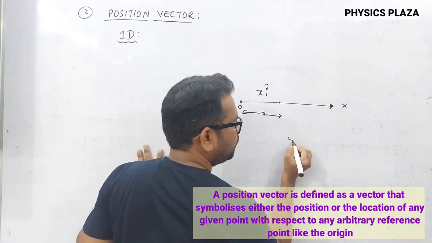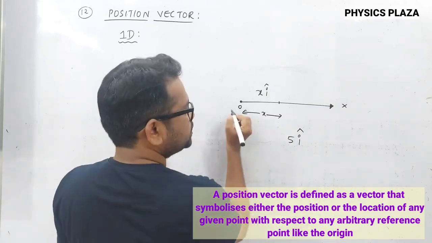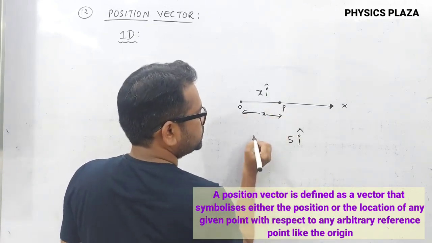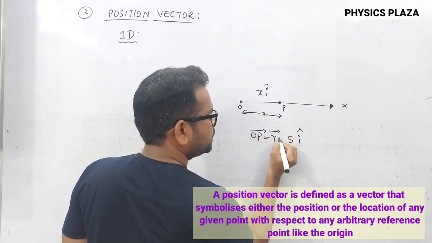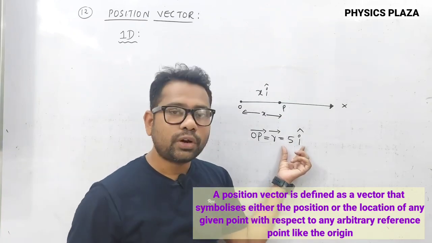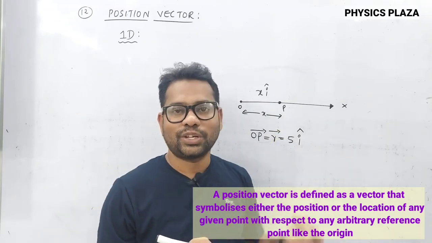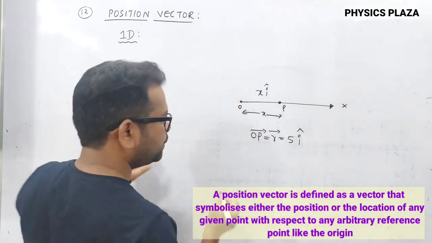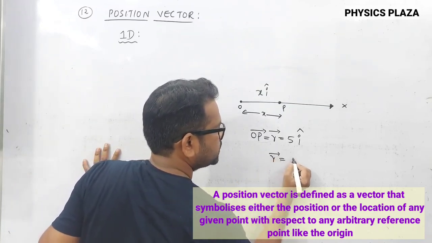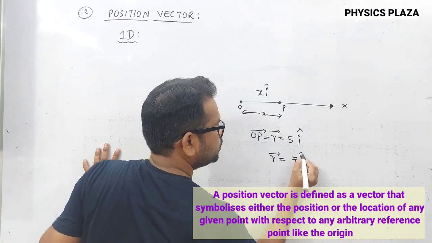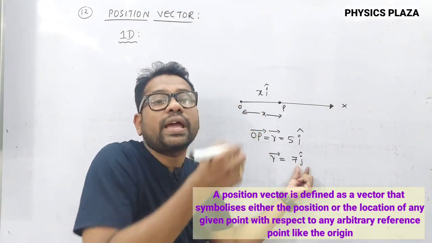For example, if I say 5 i cap, what does it mean? Let us say its position from O is P. So here OP is its vector, or we can also represent it as r cap is equal to 5 i cap, which means it has 5 units in the x direction. If somebody writes, for example, r cap is equal to 7 j cap, you should understand that it has 7 units along the y-axis.